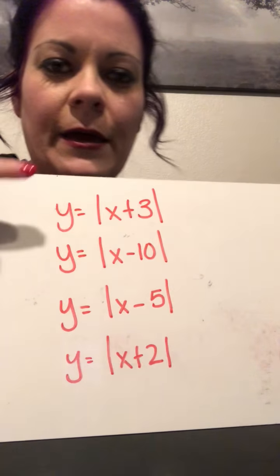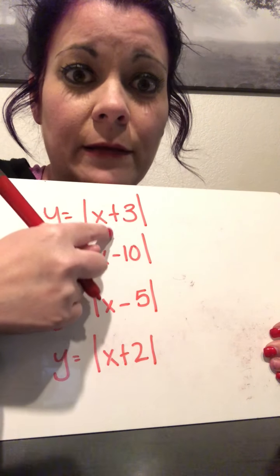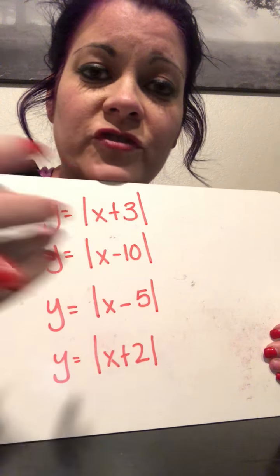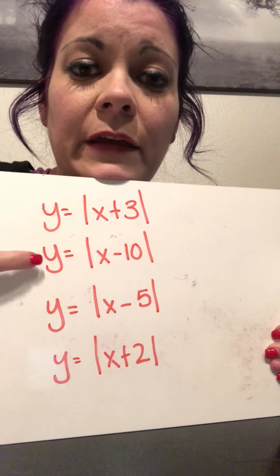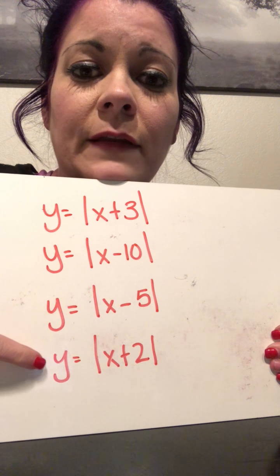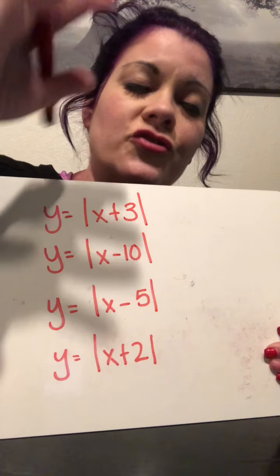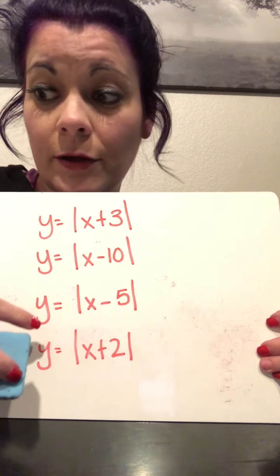Here, when we have y equals the absolute value of x plus 3, this means that it shifts 3 left. So that parent graph shifts 3 left. This means that we shift 10 right, x minus 10. This one means that we shift 5 right. And the last one means that we shift 2 left. So again, you're taking that parent graph, the one that goes through the origin 0, 0, and shifting it when you're adding or subtracting within the absolute value.